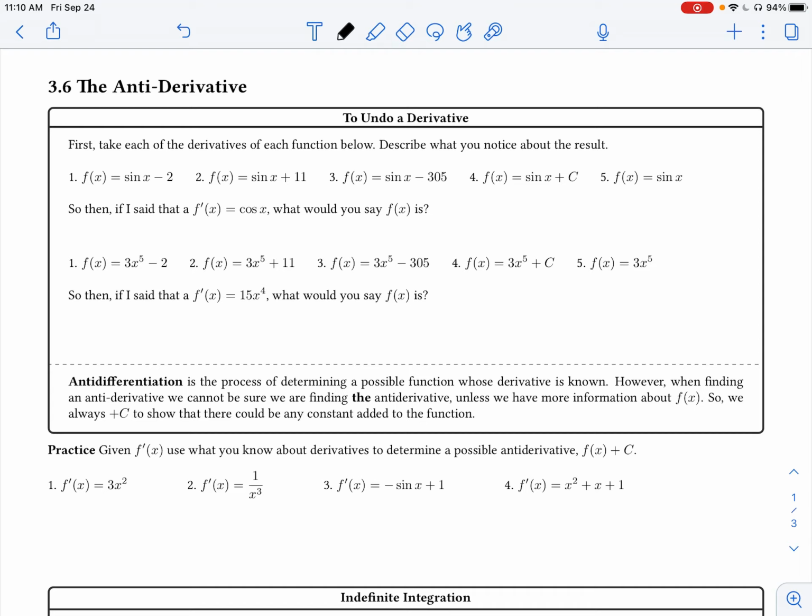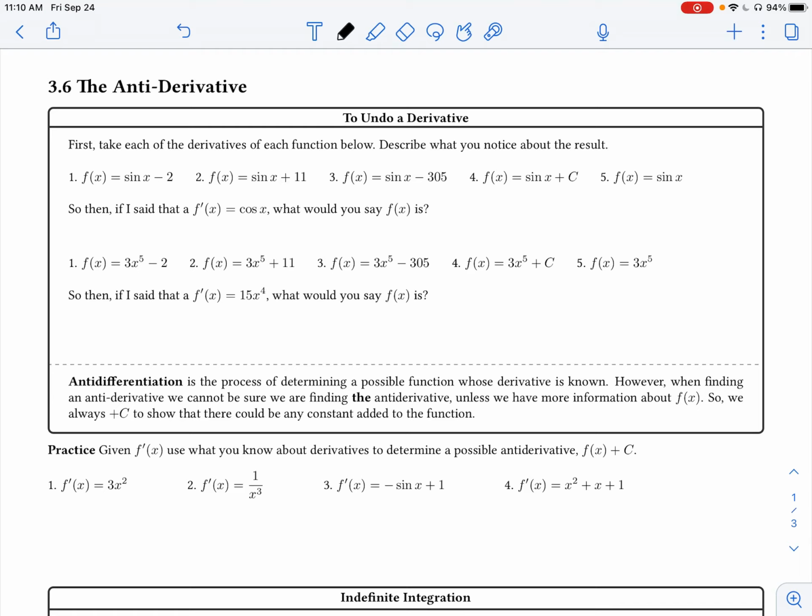So what we're going to do is try to start to formally work out this process. Essentially what we're doing is taking the derivative and trying to come up with the function that gives us that derivative. This process is called anti-differentiation. It's a process of determining a possible function whose derivative is known.